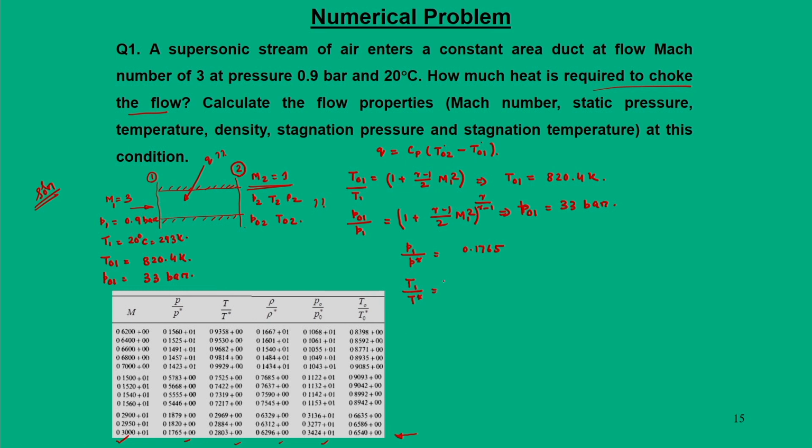I can note down all the values in this row, because I have found out that it is for this condition 1. So, P is replaced as P1, T is replaced as T1. T1 by T star is 0.2803, rho 1 by rho star is 0.6296, P naught 1 by P naught star is 3.424, T naught 1 by T naught star as 0.654.